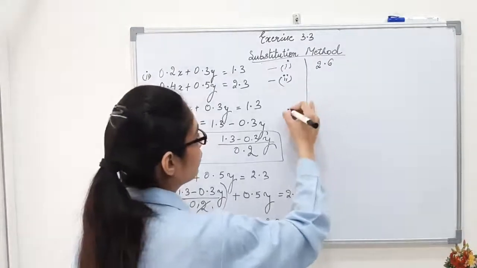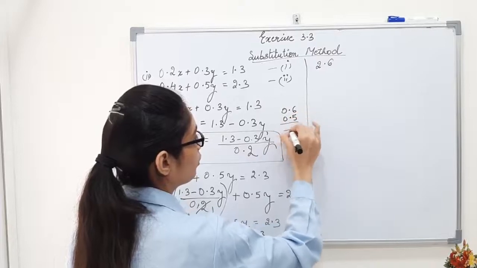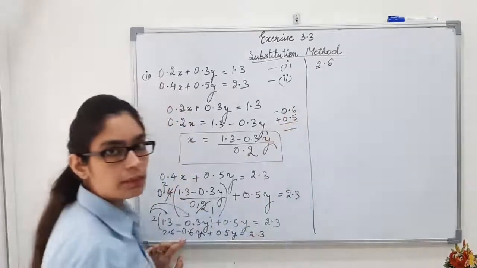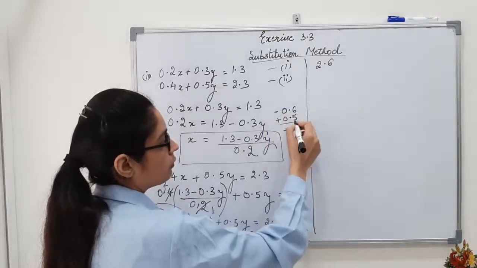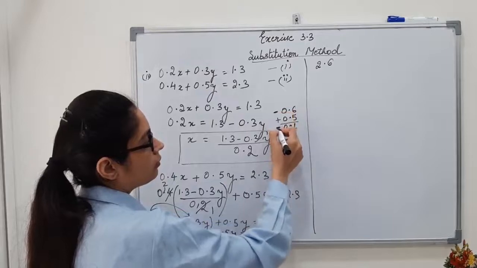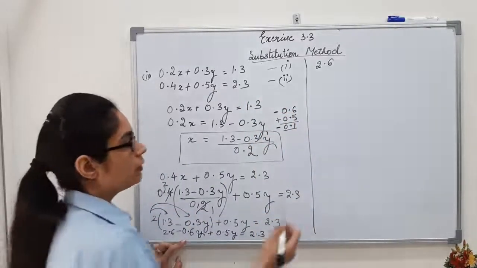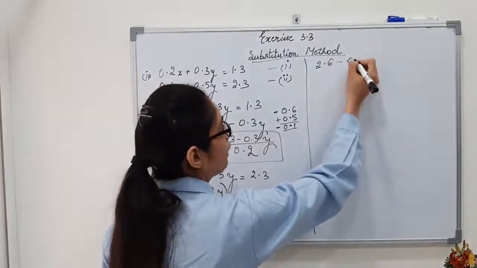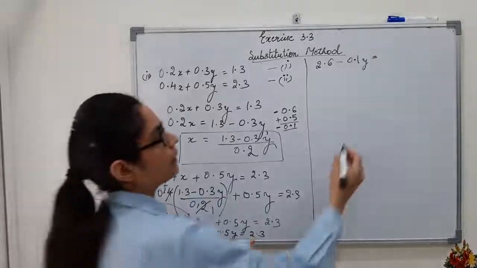Minus plus is, I will do here, 0.6 minus 0.5, minus plus. Minus plus is minus with the sign which is with the bigger number. 6 minus 5 is 1. 0 minus 0 is 0 with the negative sign, because minus is with 0.6 and 0.6 is a bigger number. So 1 minus 0.1y is equals to 2.3.